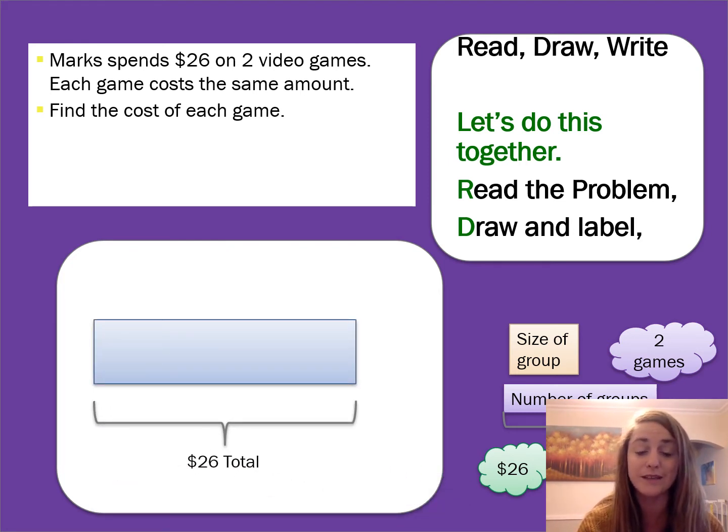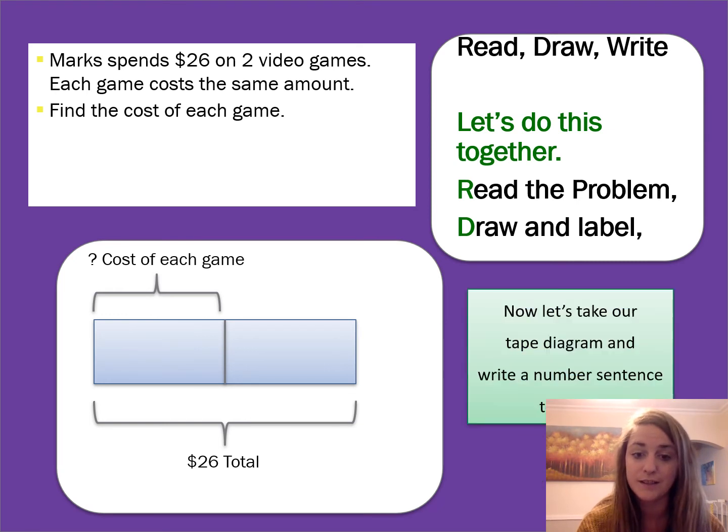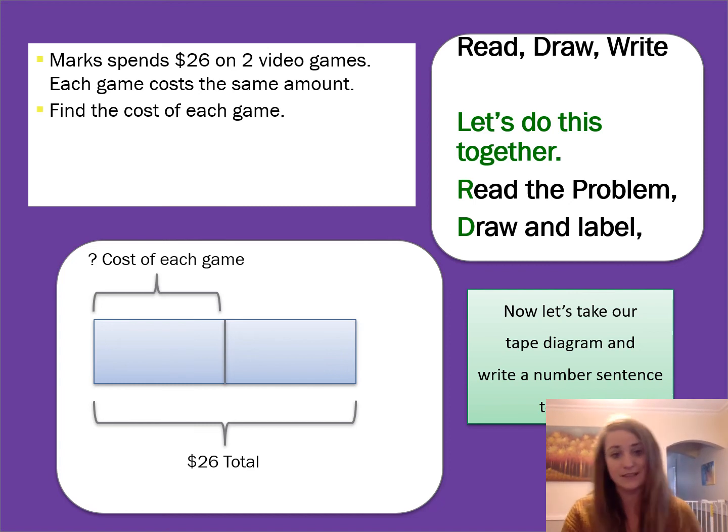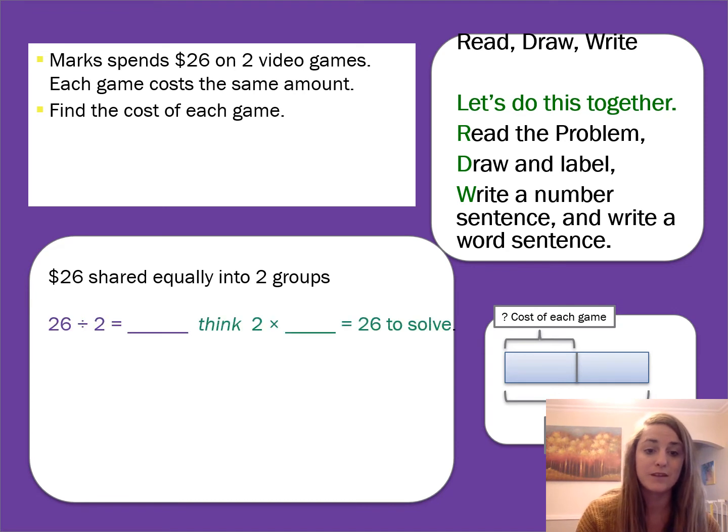We know that we had $26 spent total, and we know that there were 2 games. What we don't know is how much each game costs. So, since we know the total and either the group or the size, we're going to write a number sentence to solve. That number sentence will be a division sentence because we are splitting 26 amongst 2 groups. So let's think. $26 divided by 2. I can think 2 times an unknown number equals 26 to solve.